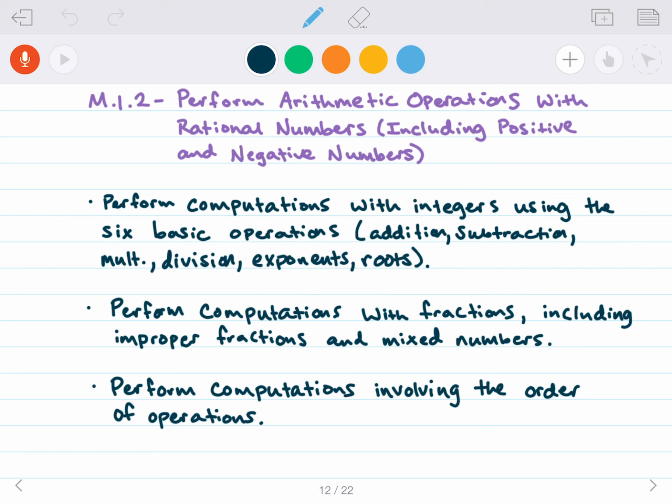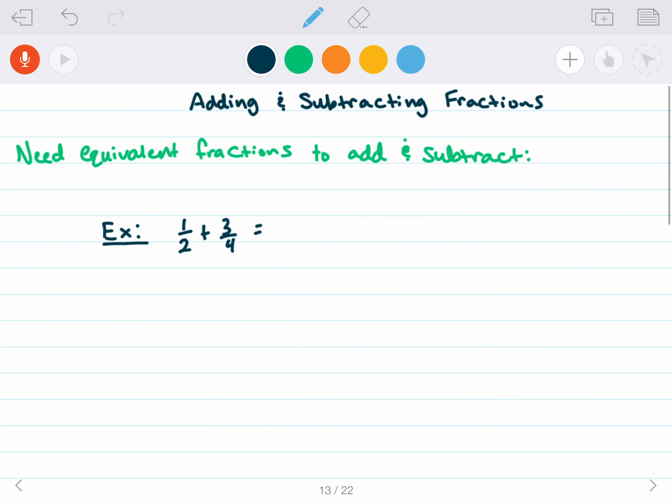Okay, so in this video, we're going to talk more about adding and subtracting fractions and look at mixed numbers and improper fractions. And we're going to talk about order of operations, aka PEMDAS. So the first thing is adding and subtracting fractions.